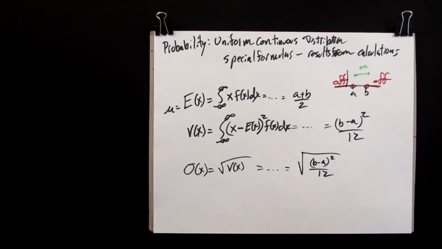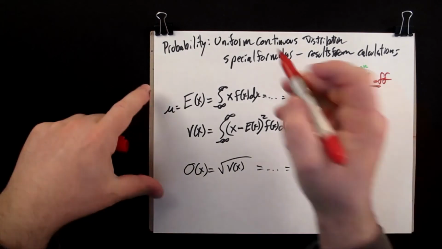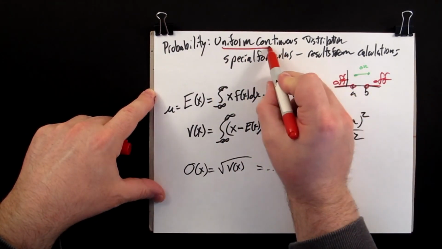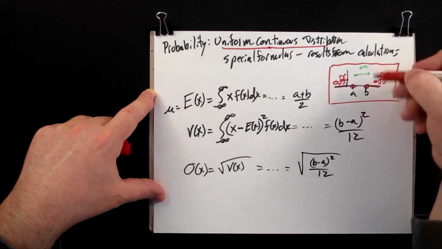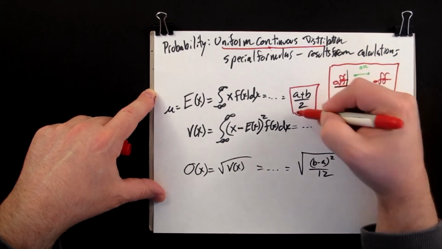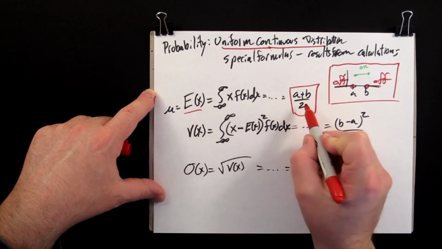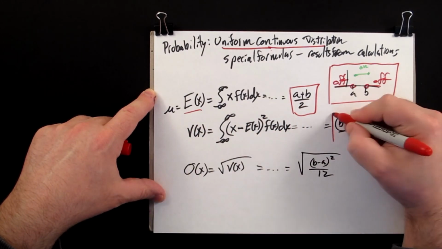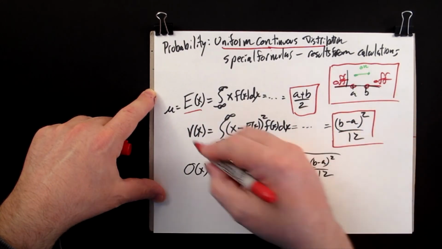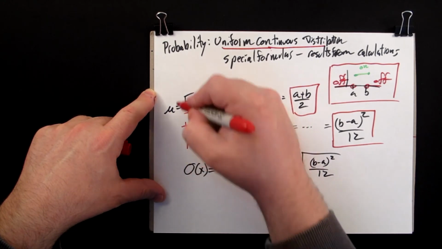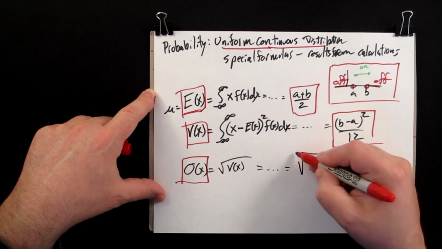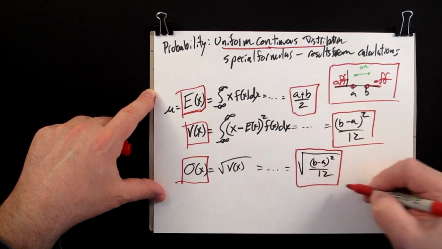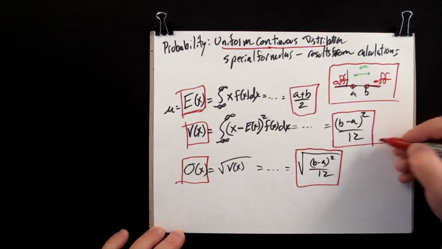So if you have a uniform continuous distribution, so it has to have this general property and shape, then you can use these results for expected value or mean, for variance, and for standard deviation. And these formulas are useful. They do save time.